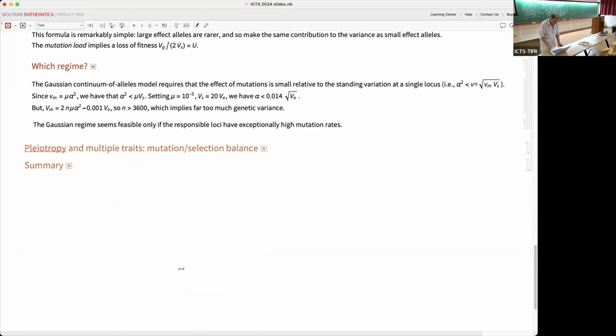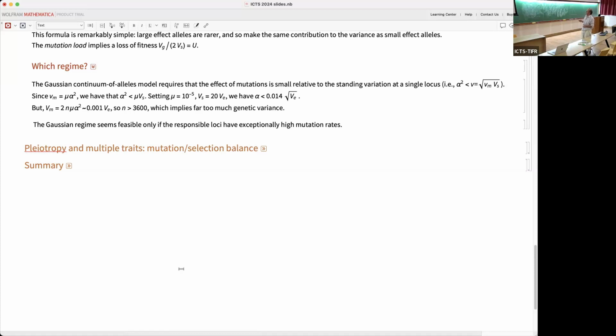So just to try and give you a handle, there was an endless, well, not endless, but it seemed to go on forever, lots of back and forth papers about which regime was more plausible, and it's summarized in a masterful chapter in Walsh and Lynch, I think. Anyway, the Gaussian continuum of alleles model, the Kimura-Lande model, requires that the effective mutations be small relative to the standing variation at that locus. And that requires that alpha squared is less than little v, which is less than root Vm Vs.